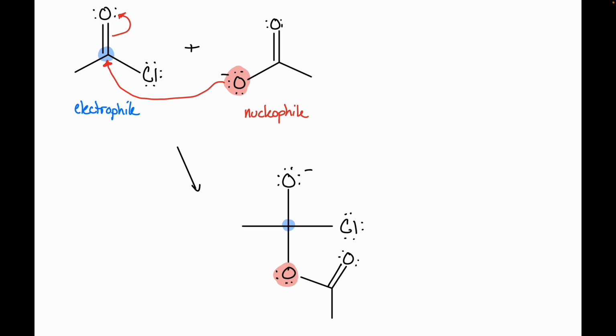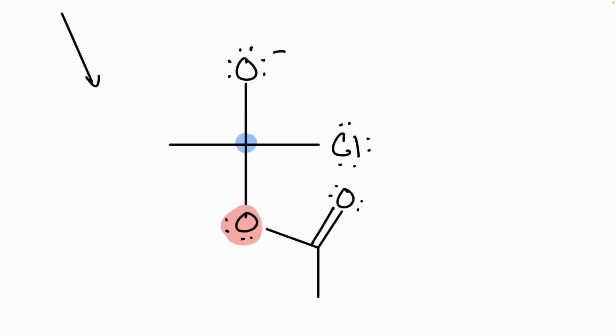Previously, when we got to our tetrahedral intermediate, we looked at it and said, well, we don't have a good leaving group on there, so we're stuck until we protonate that alkoxide oxygen. Well, this does have a good leaving group. My chloride here is a great leaving group. Weak base, super stable with that extra pair of electrons.